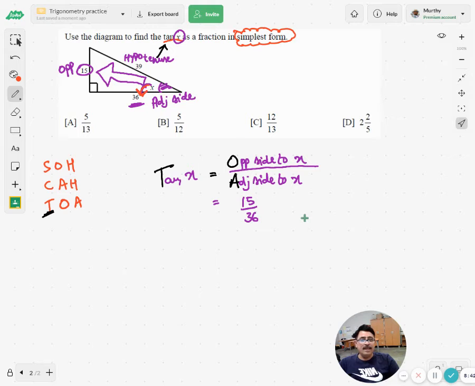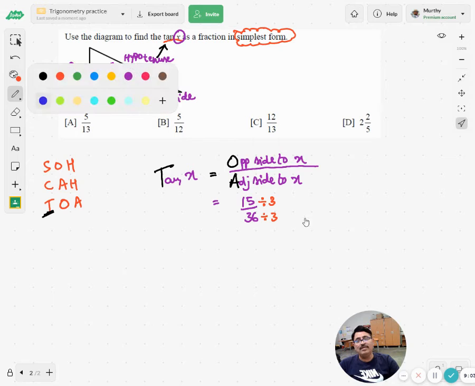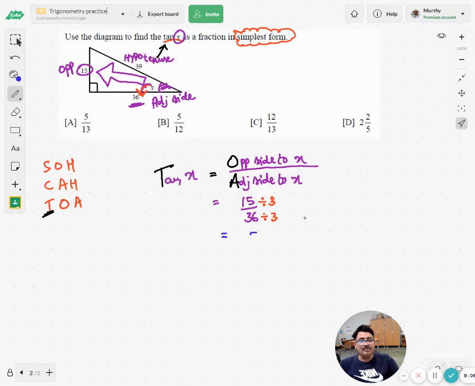Well, now, can you divide 15 and 36 by any number? Always think of taking the larger number so that it becomes easy for you. I know that I can divide this one by 3 and I can divide this one by 3. So what is 15 divided by 3? 3 fives are 15, and 3 twelves are 36. Now can you divide 5 and 12 by any value? The answer is no, I cannot divide. Therefore, this is the final answer.